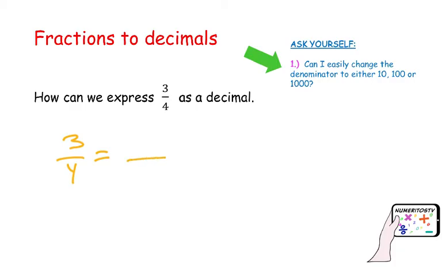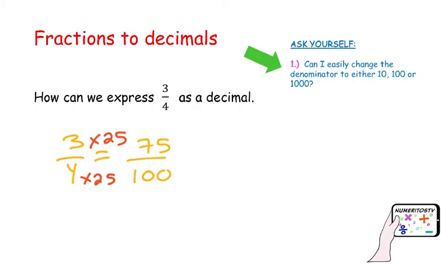Let's try 100. Can I convert that 4 easily to 100? Well, 4 times 25 will give you 100. So, I am going to make an equivalent fraction with denominator 100. Remember, whatever you do to the denominator, you need to do to the top to make an equivalent fraction. 3 times 25, that's 75.